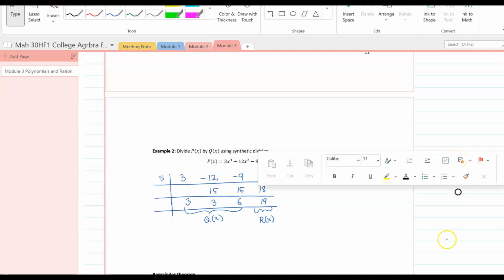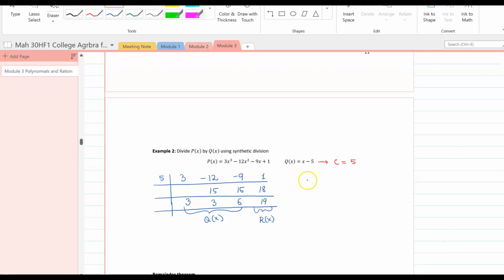I can write this answer as 3x to the third minus 12x squared minus 9x plus 1 divided by x minus 5 is equal to 3x squared plus 3x plus 6 plus 19 divided by x minus 5. Or I can write this as 3x squared plus 3x plus 6 times x minus 5 plus 19.